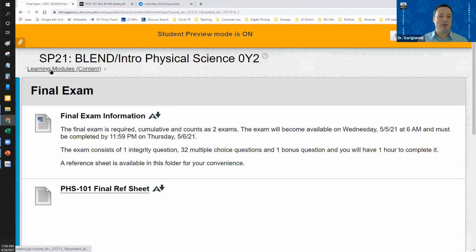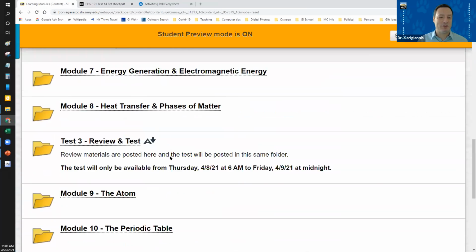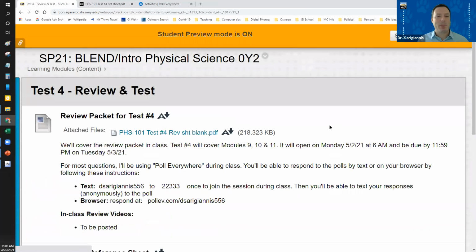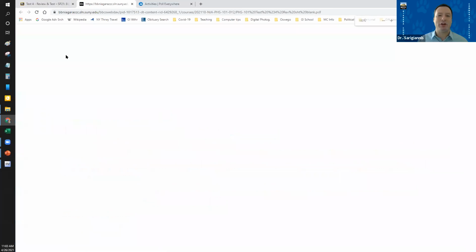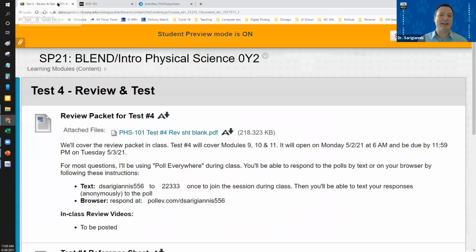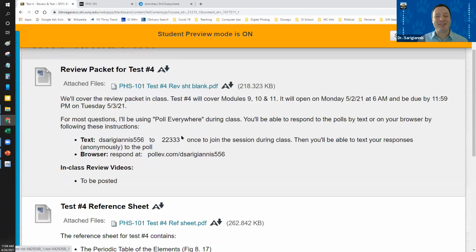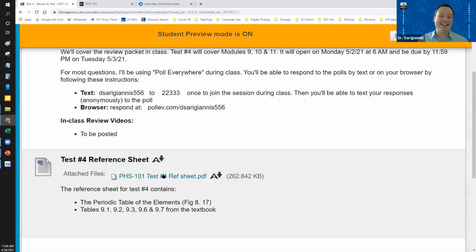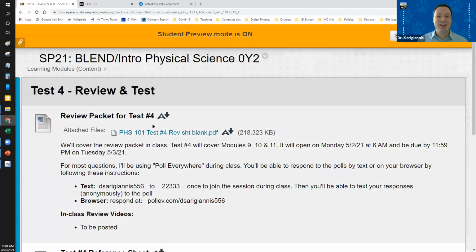All right, let me go out. We go into the test number 4 folder. All right, so for test number 4, the review sheet here is the same one we've been using. Let me close that. Oh, sorry, that's not the review sheet. This is the reference. This is the review sheet. Oh, not the reference sheet. The reference sheet is down here. That's what I wanted to open. All right, well, let's just call it the review sheet.